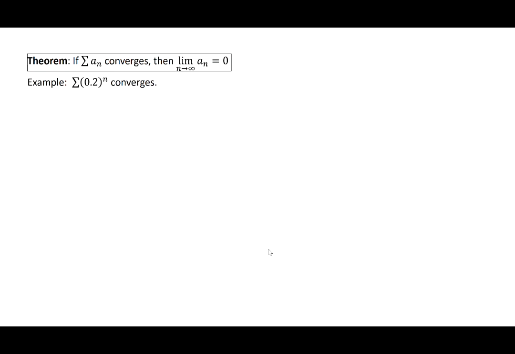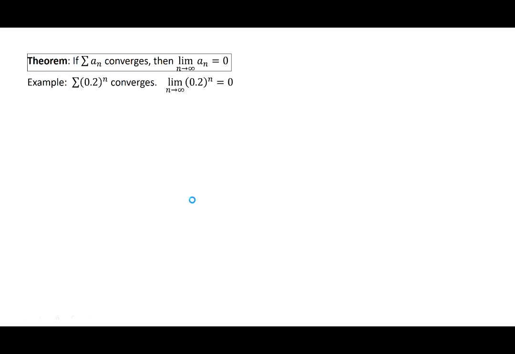And what does the convergence of a geometric series depend on? Whether absolute value of r is less than 1. So r is 0.2. Absolute value of 0.2 is 0.2. Is that less than 1? Yes. So this geometric series converges. So according to the theorem, what can we immediately conclude? We can be guaranteed that limit of 0.2 to the n, that is the nth term, as n approaches infinity is equal to 0. Guaranteed.